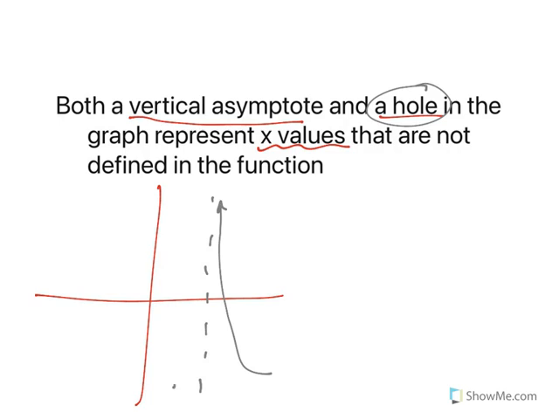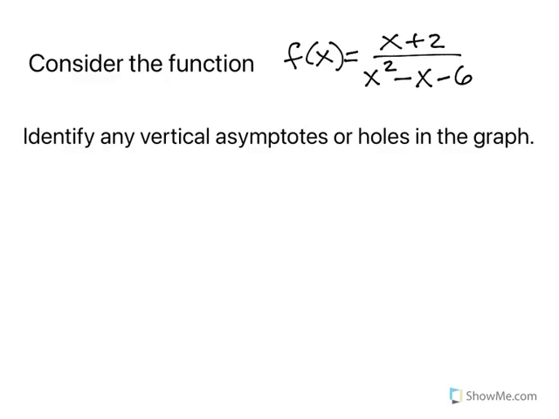Now a hole is just that: a hole in the graph. It means that the x value here is undefined, but the graph kind of goes through that point. So let's look at a question here.